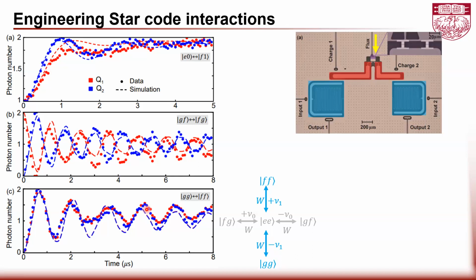So we have shown that all of the interactions we need for the star code are properly behaving. We can move forward to the star code demonstration. We separated the demonstration into 3 parts. The first part is free decay. We prepare our logical states, let them freely decay, and measure whatever the coherence is.